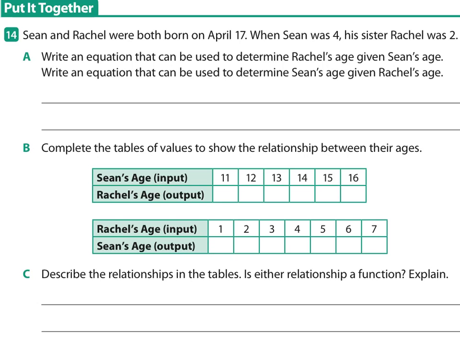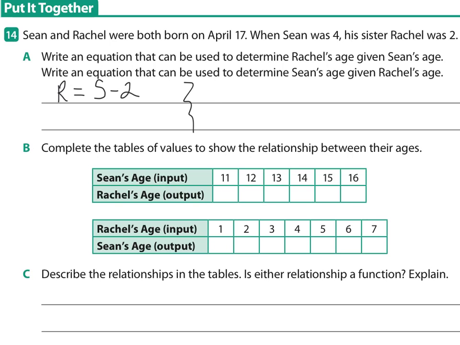So in other words, if we said that Rachel is R, so Rachel's age has to be equal to Sean's age, right? Rachel is 2, Sean is 4. So how could I, if all I knew was Sean's age, how could I get Rachel's age? Well, I would take Sean's age, he's going to be S, and I'm just going to subtract 2 from it. Right, that makes sense. Right, Sean was 4. 4 minus 2 is 2, and Rachel was 2. So there you go.